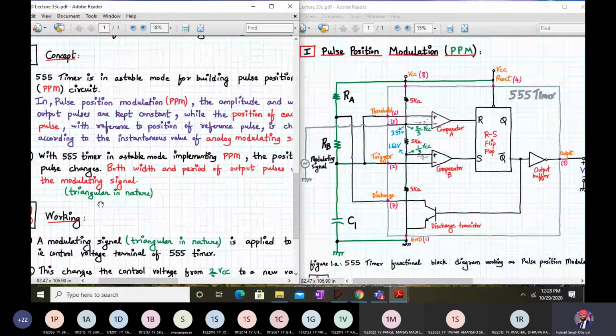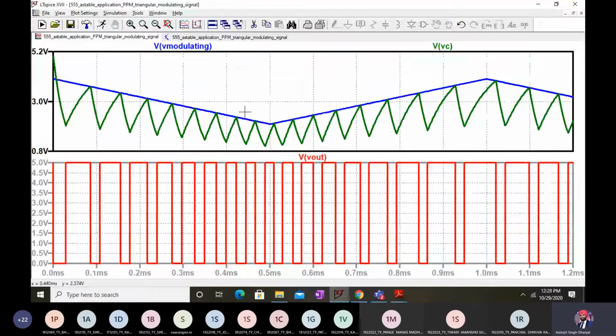As you can see over here, if the modulating signal is decreasing in amplitude, my T on time is decreasing. If it is increasing, my T on time is increasing. Again, when it is decreasing, my T on time is decreasing. So my pulse position changes as per the instantaneous value of the modulating signal. That is what is called pulse position modulation.